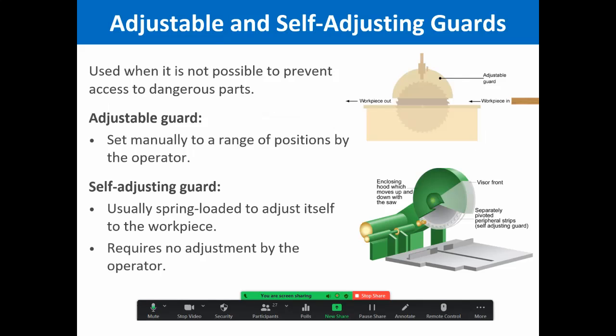Okay, adjustable and self-adjusting guards. There are basically, again, two different types. You can manually set a range for the positions for the operator, and self-adjusting guards are usually spring-loaded and adjust themselves to the workpiece and require no adjustment by the operator.